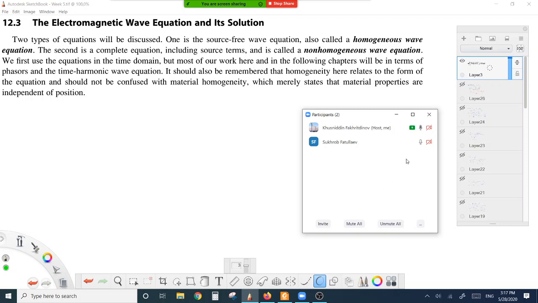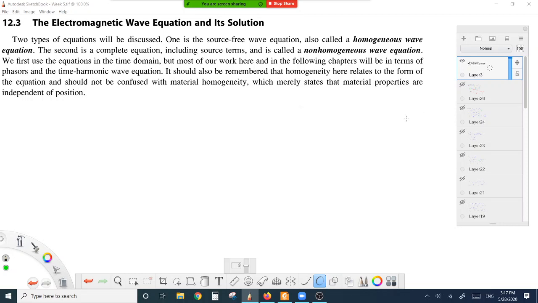Okay, let's start. Today we will discuss the electromagnetic wave equation. In the last lesson, we discussed just the wave equation itself, and today we will specifically discuss the electromagnetic wave equation and also its solution.